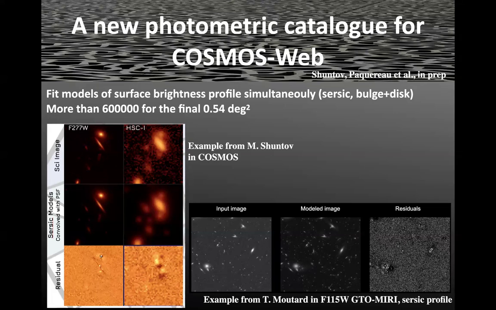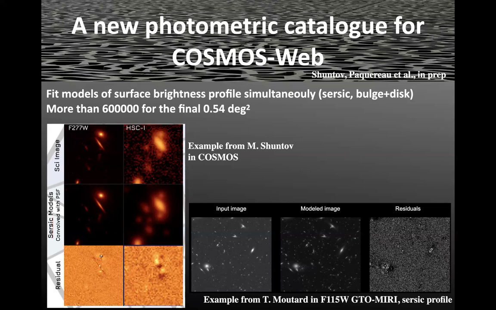So in principle, that's much better to handle blending. So that's the idea. To my opinion, that's the only way to use this ground-based data and high resolution data together. And that's an example done by Marco, where you have the image, you have the model, and then you have the residual.